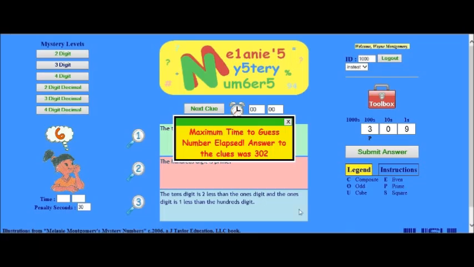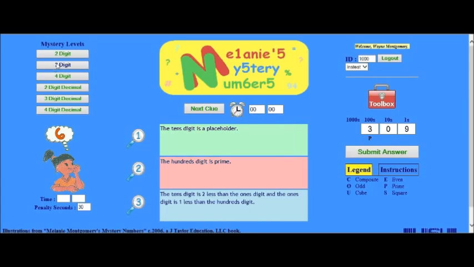Okay, now back to the question here. We simply realize that we've run into our maximum time to guess the question, and it's given us the answer here, which was 302. So what we'll do is we'll put in a second question, and the first clue is tens digit is odd, so it puts the odd under the tens digit box. Hundreds digit is a perfect square.